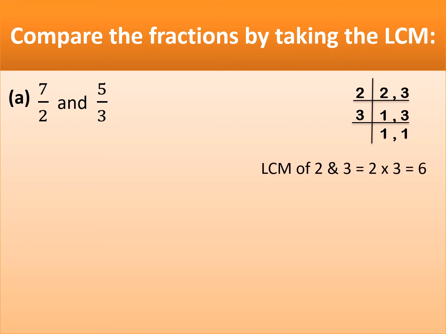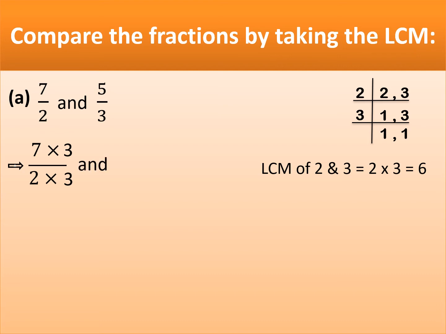We have to bring 6 at the place of denominators because our LCM is 6. Our first fraction is 7 upon 2 and we want 6 at the place of denominator. So if we multiply 2, by which digit we get 6? Yes, 3, because 2 multiplied by 3 is equal to 6. So we multiply numerator and denominator by the same number 3.